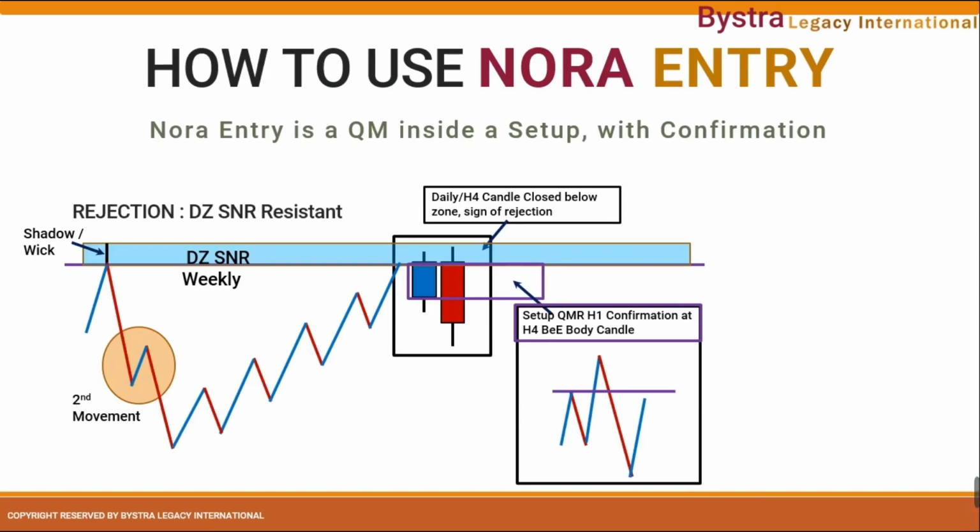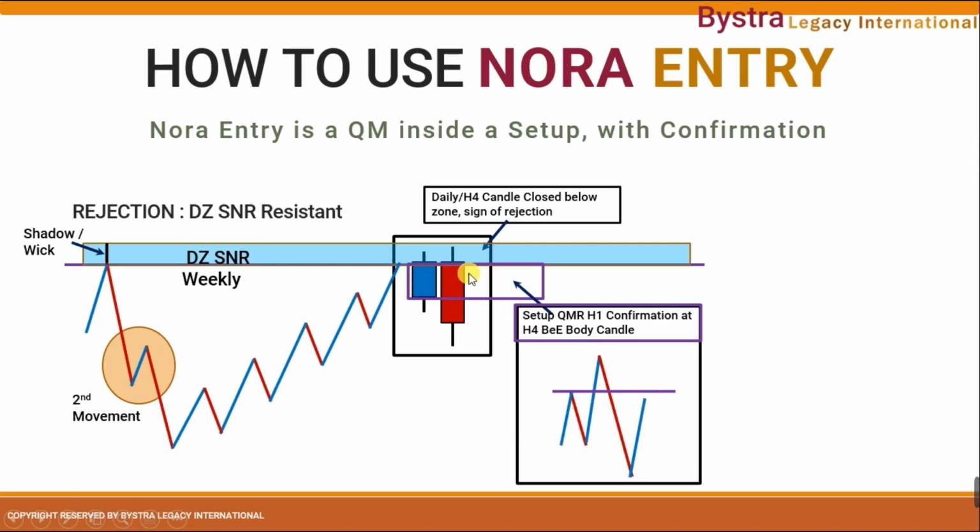So I'm going to show you what the Nora Entry looks like in this example chart. Here we have the rejection on the danger zone, SNR resistance. We have drawn the SNR weekly danger zone, and then the price has closed a bearish engulfing. Let's say this bearish engulfing is at the H4 time frame, and there's a potential setup on the H1. On the H1 there is a higher high, lower low. At the same time, the confirmation of this setup is at the body of this bearish engulfing at the H4 time frame.